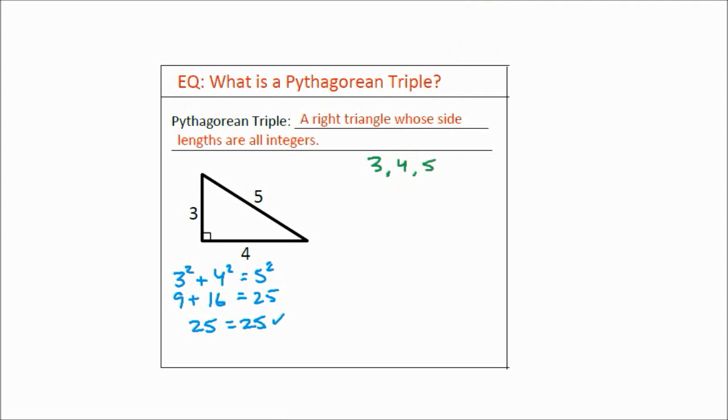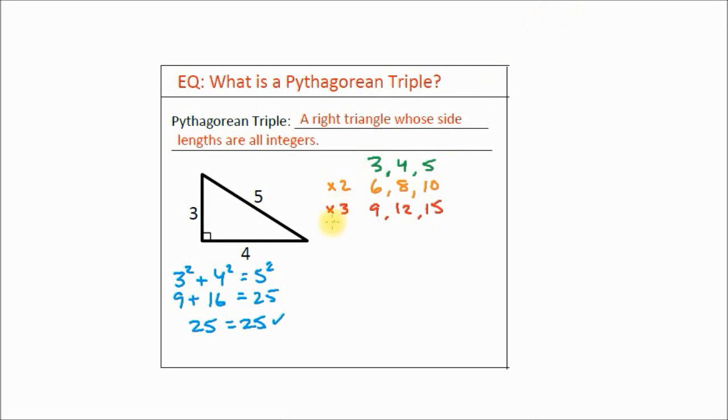Now you can find some more triples just by looking at this 3, 4, 5. If you multiply every one of these numbers by 2, you'll get another Pythagorean triple, which would be a 6, 8, 10 triangle. You could also multiply the original 3, 4, 5 by 3, and you would get 9, 12, and 15. That is also a Pythagorean triple. 9 squared plus 12 squared equals 15 squared. And we can keep going with this.